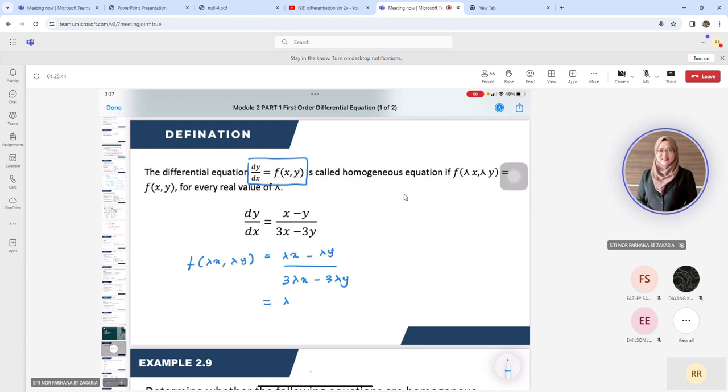Lambda we can factorize to the front, take it out. So it becomes lambda (x minus y) divided by, taking out lambda, we get 3x minus 3y. So this one can cancel each other. So we can simplify it. It still becomes the original one. Same like this. So this DE we call it homogeneous.